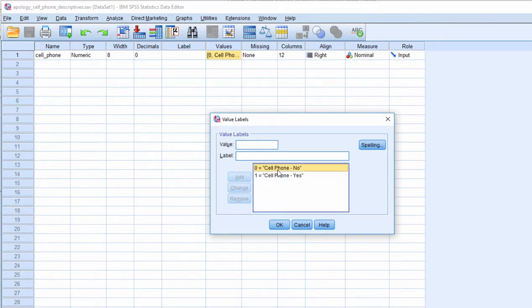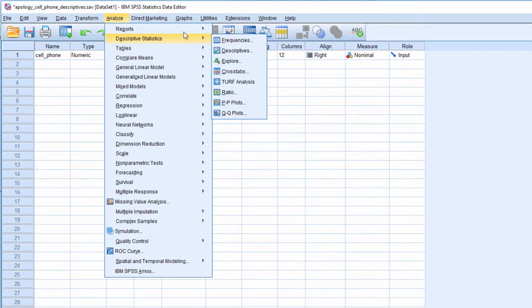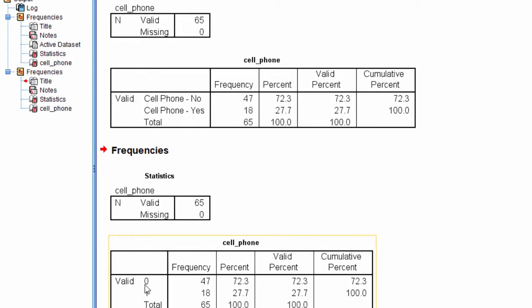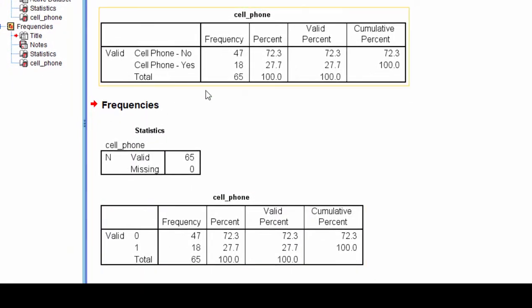If I were to delete this and reanalyze the same data, this is where it comes in 0 and 1. So that's the benefit of value labels.